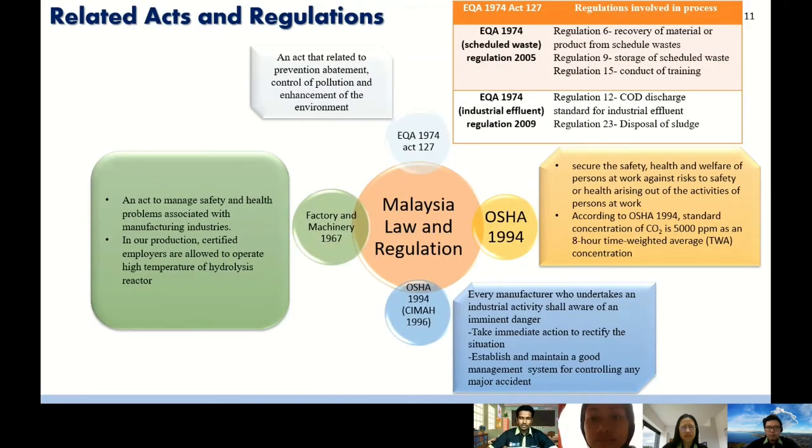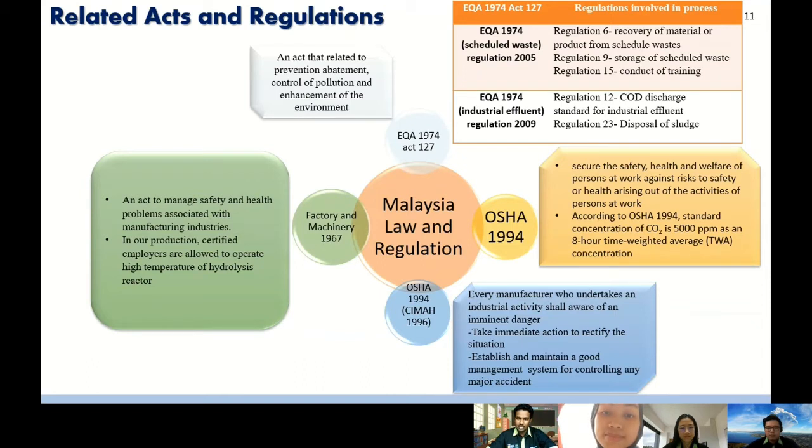Next, these are the related acts and regulations that we need to follow for our process. One of the acts is EQA 1974. That is the EQA 1974 Schedule Waste Regulation 2005, and also the EQA 1974 Industrial Effluent Regulation 2009. So for every act, there is a regulation involved in our process.